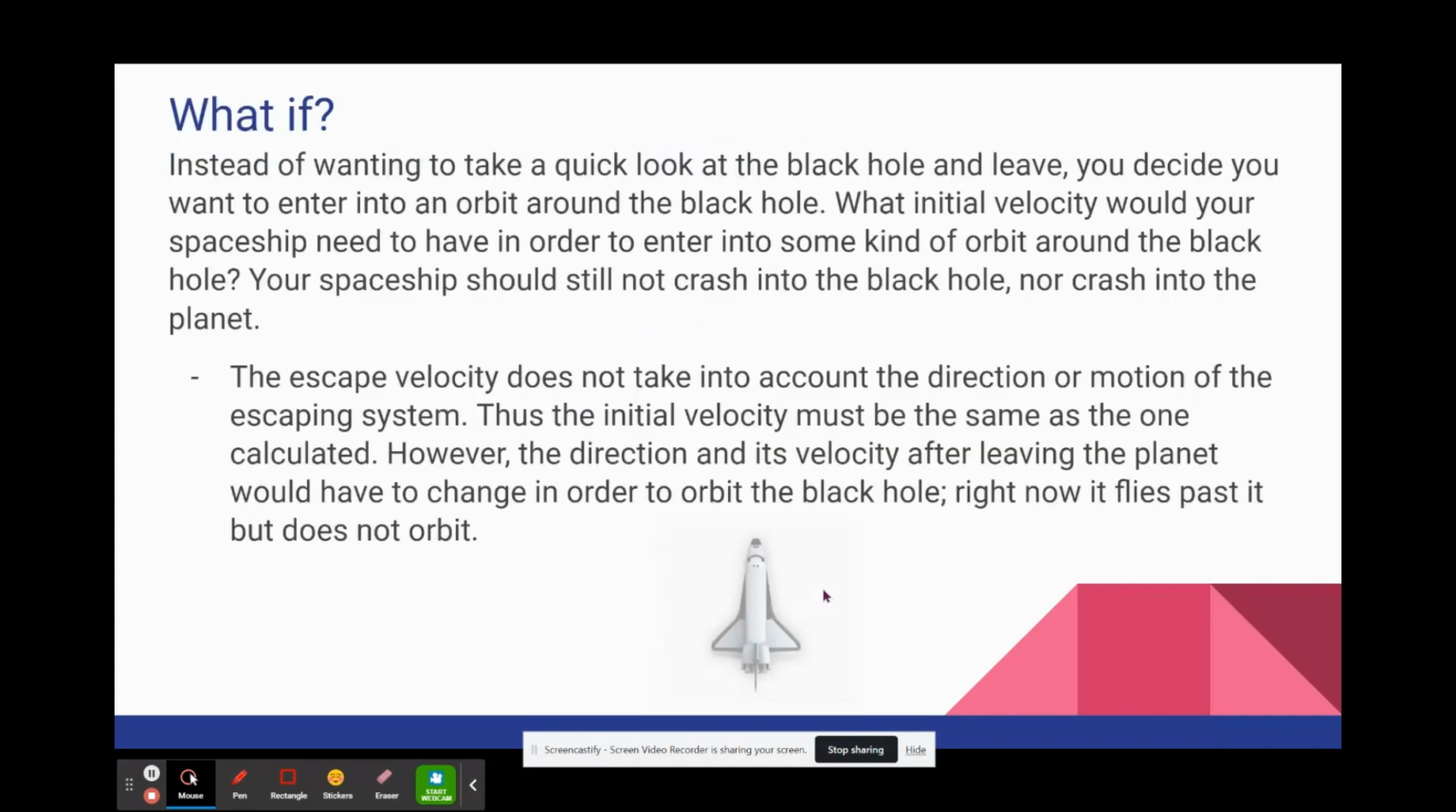So what if instead of wanting to take a quick look at the black hole and leave, we decided we wanted to enter into an orbit around the black hole? The escape velocity does not take into account the direction or motion of the escaping system, thus the initial velocity must be the same as the one calculated. However, the direction and its velocity after leaving the planet would have to change in order to orbit the black hole. Right now it flies past it, but it doesn't really orbit it. And that is all. All right, thank you.